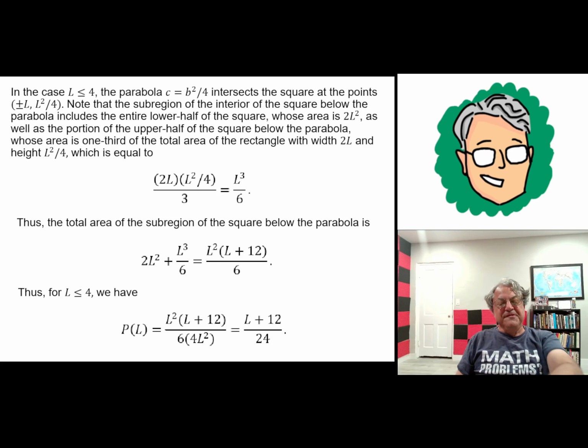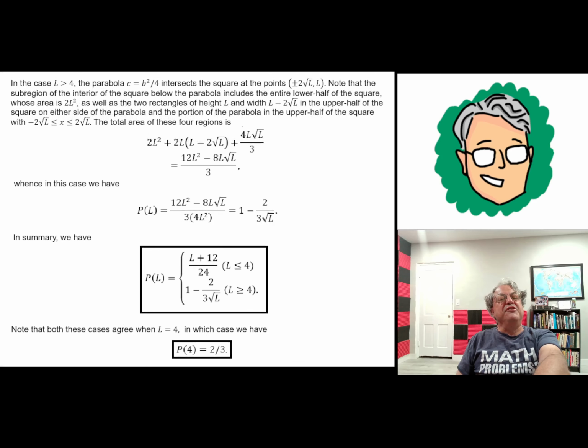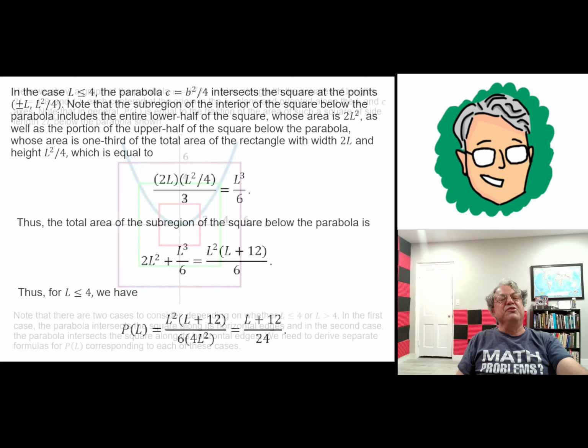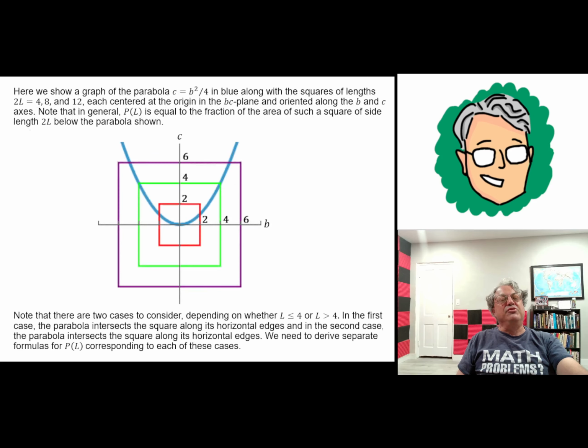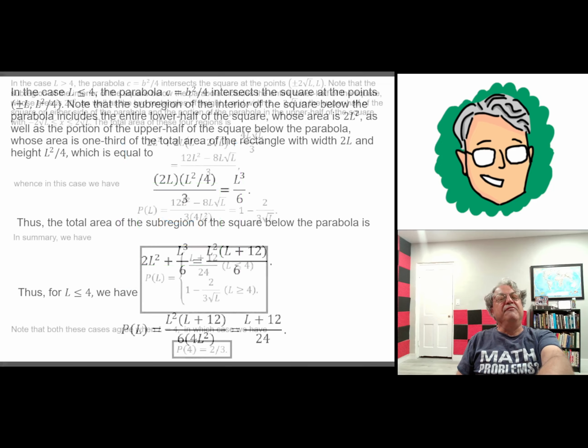Well, that's nice. So now we got one formula we want, but we still have to do the other case where L is now greater than or equal to 4. Both cases should agree when L equals 4, and they do. But in the second case, remember the second case is where the parabola intersects the upper edge of the square.